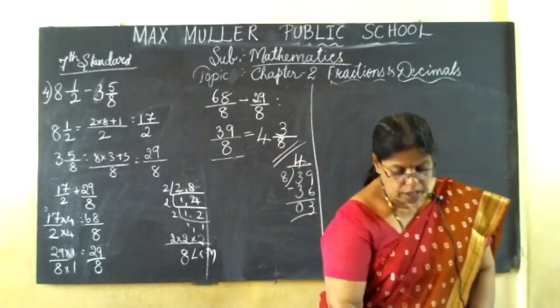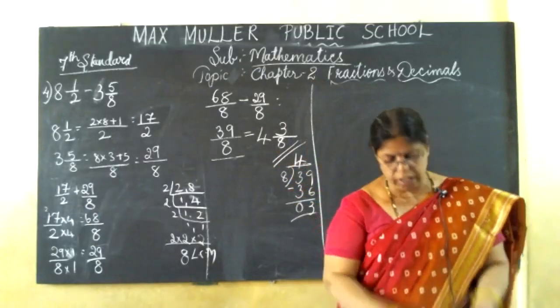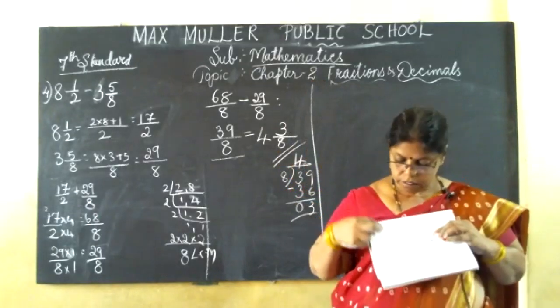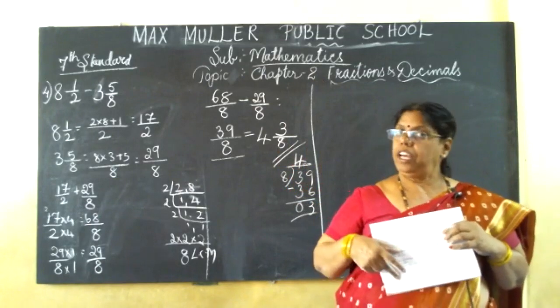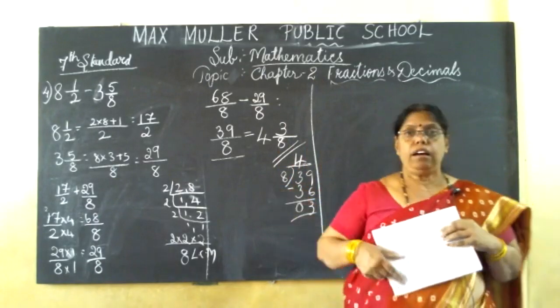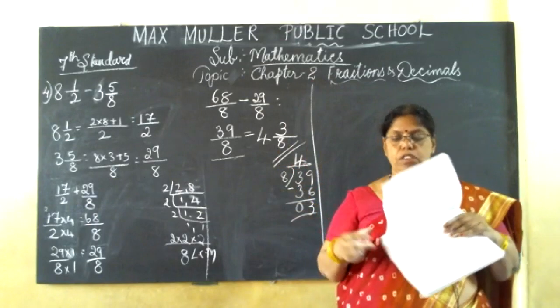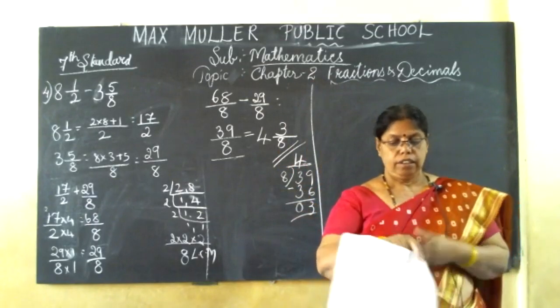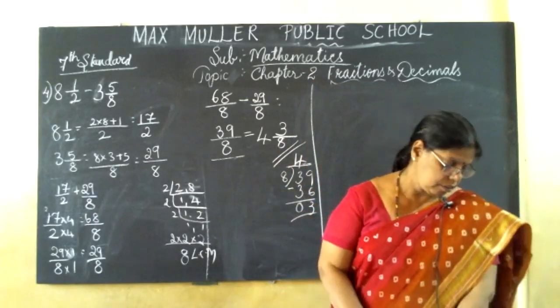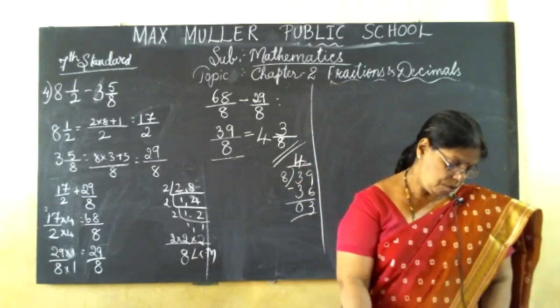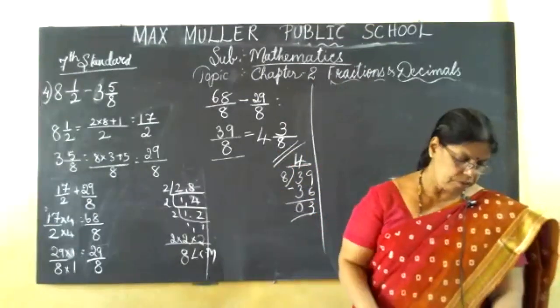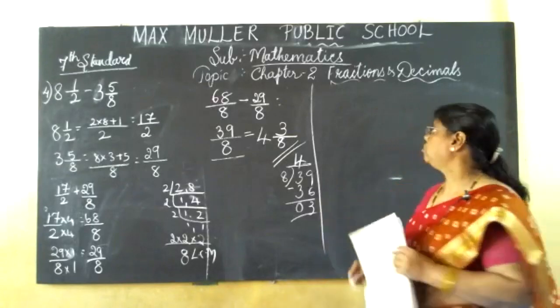Okay. This one, leave one page for this. And you can start writing these sums. Okay, 4 sums also you can write. Okay. Now, second main.